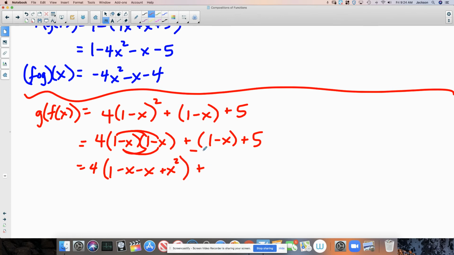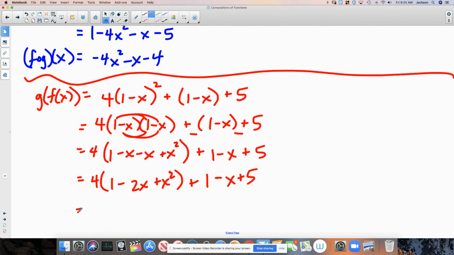Plus, now I don't have anything here, I don't have anything here, I don't have anything here, so I don't need those parentheses. I'm going to drop them. I still need these parentheses because I got this 4. Now you can combine what's inside here, so we end up with 1 minus 2x plus x squared plus 1 minus x plus 5.